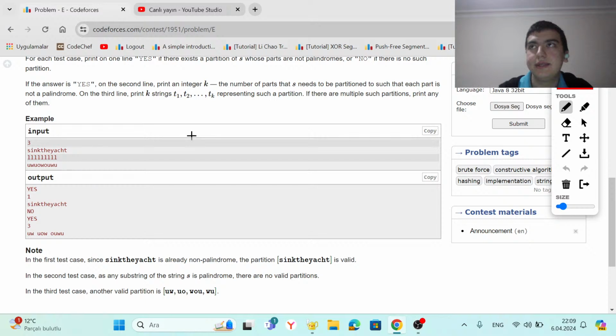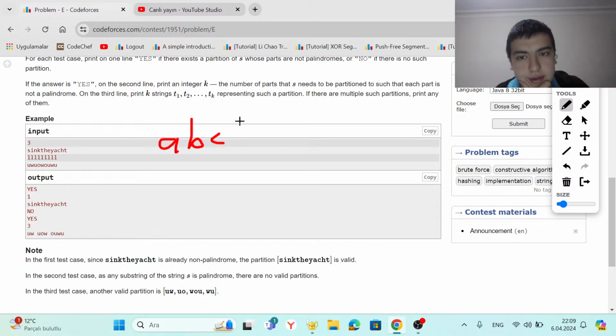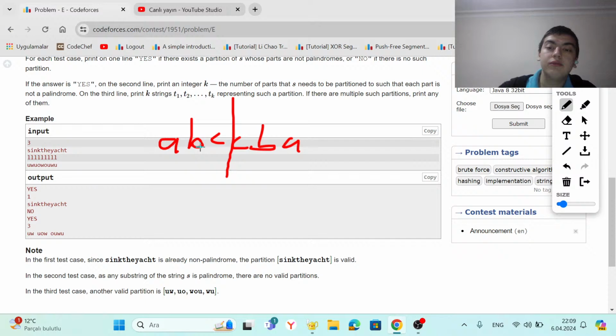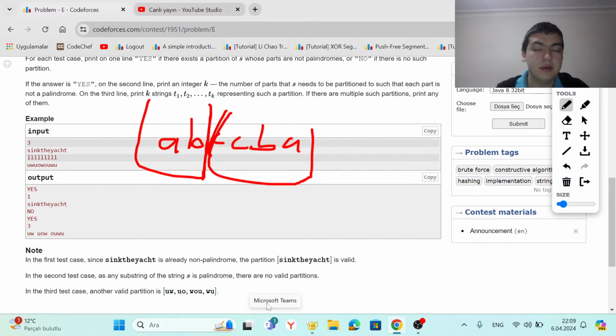Let's say ABC, CBA. Partition it from the middle, and we can shift the split one index left, so that this part will be a palindrome and that part will not be a palindrome. This part will not be a palindrome, and this part will not be a palindrome.